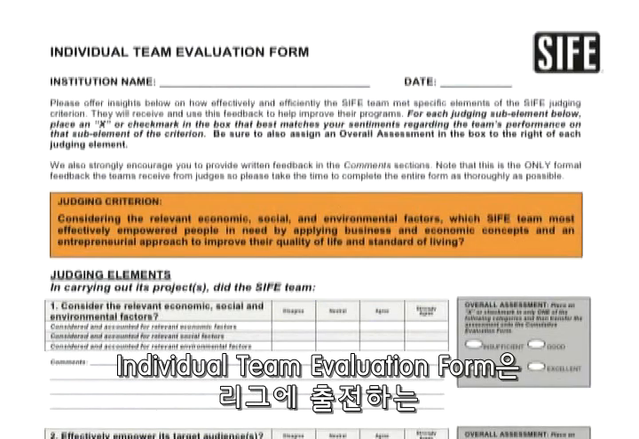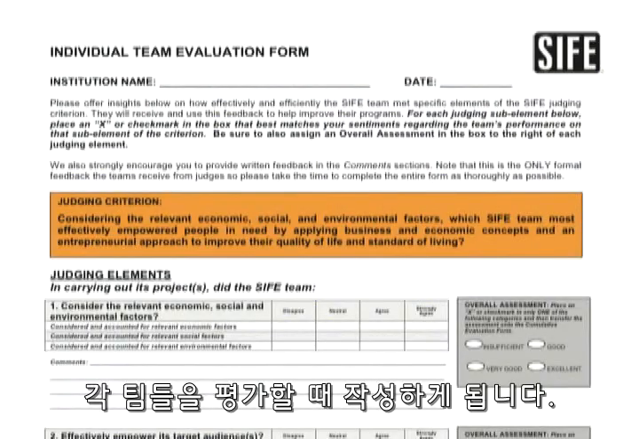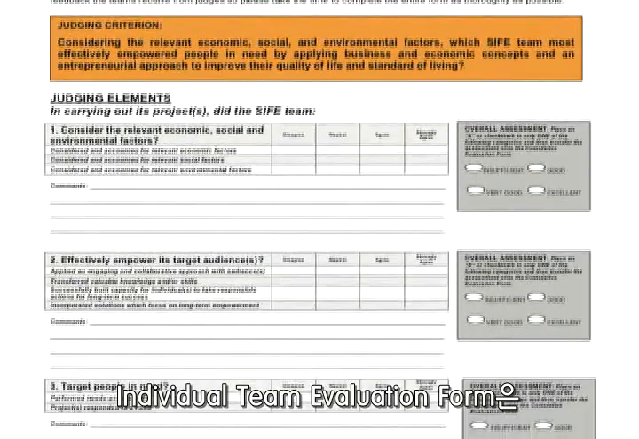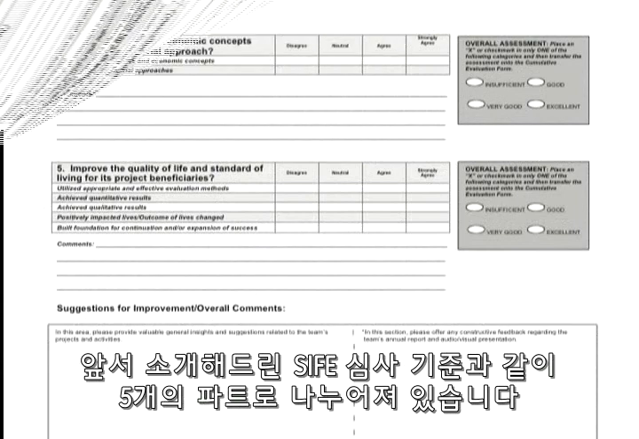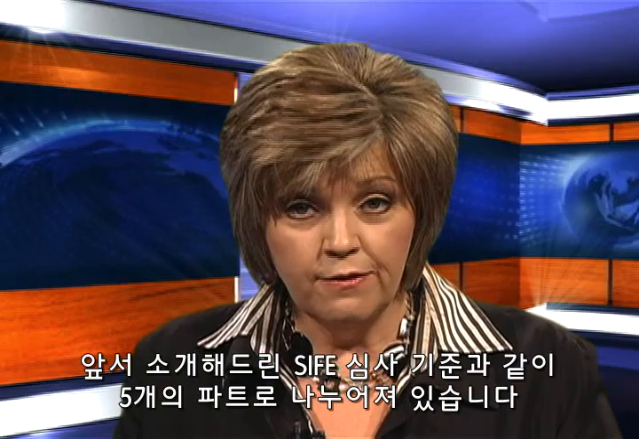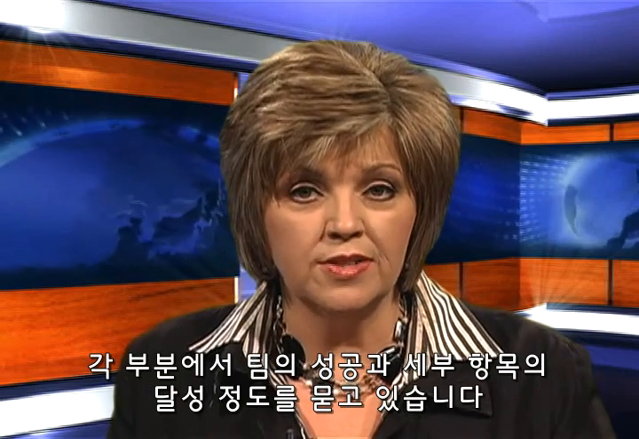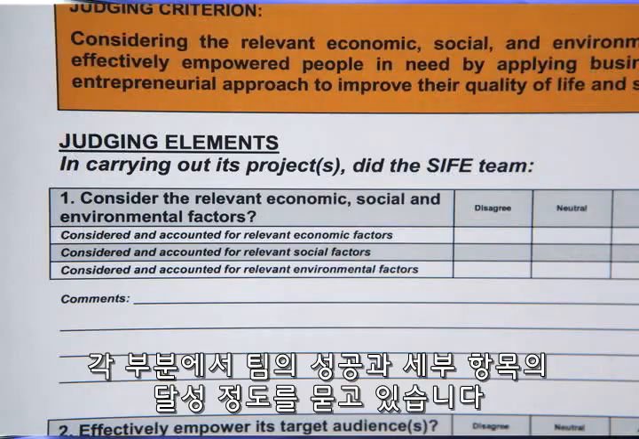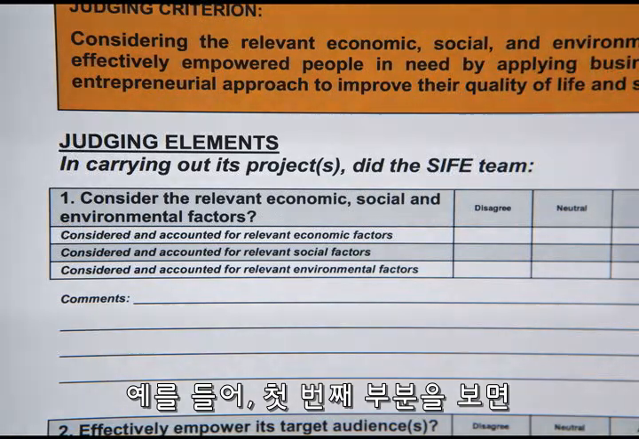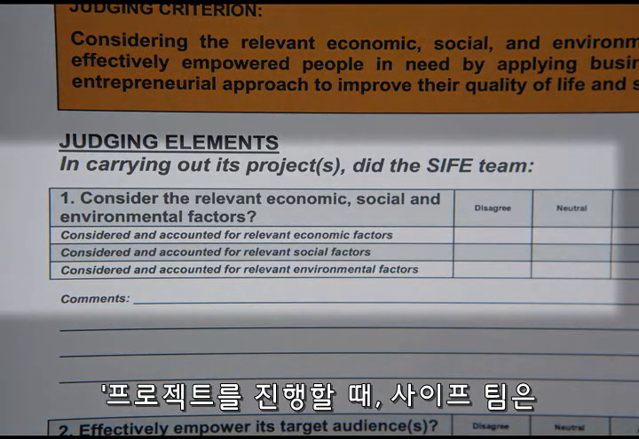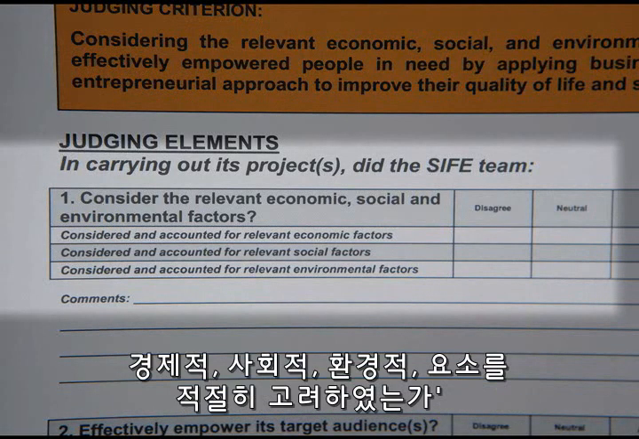The individual team evaluation forms are what you will use to evaluate each team that presents in your league. The evaluation form is separated into the same elements of the judging criterion that we discussed earlier. For each element, the form provides a scale for you to evaluate the success of the team in achieving the particular element. For example, for the first element, in carrying out its project or projects, did the SIFE team consider the relevant economic, social, and environmental factors?